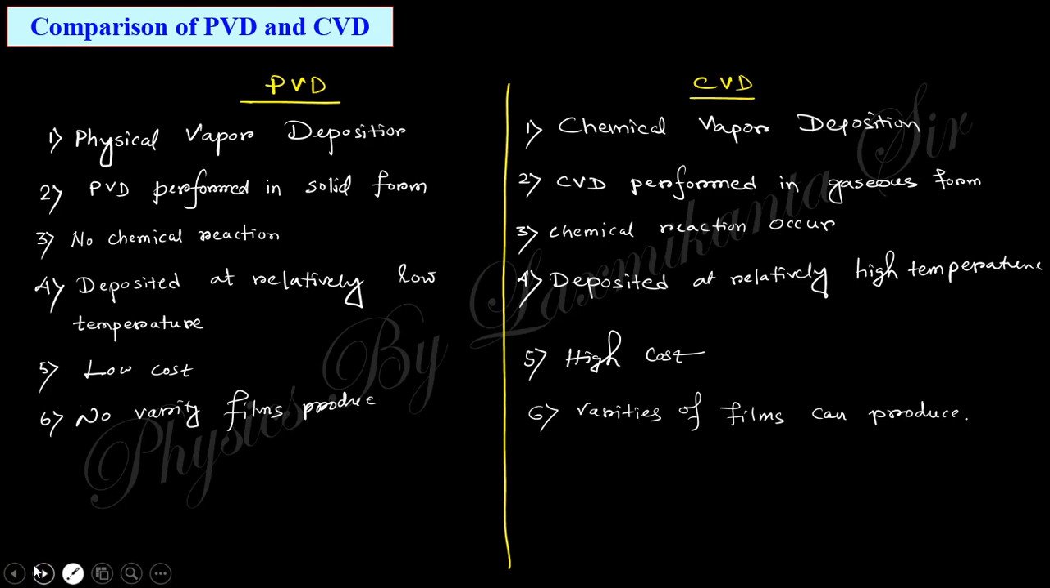You can compare PVD and CVD, that is physical vapor deposition and chemical vapor deposition. Physical vapor deposition is performed in the solid state and chemical vapor deposition in the gaseous state. In PVD there is no chemical reaction, in CVD a chemical reaction occurs. PVD is done at relatively low temperature and CVD at high temperature. PVD is low cost, CVD is high cost, and PVD produces no varying films, whereas varieties of films can be produced in a CVD system.